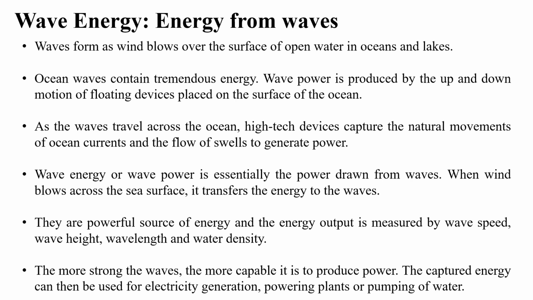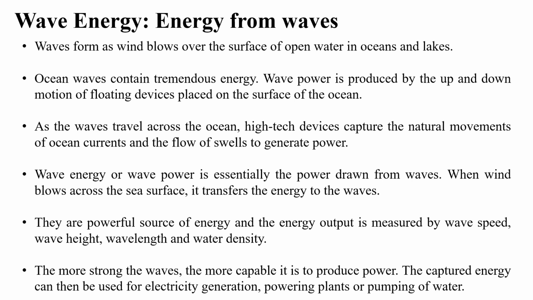So waves form when wind blows over the surface of open water. Waves are very similar to the radiations that we talked about in the electromagnetic spectrum. They cannot be seen, but they carry some energy. Electromagnetic waves cannot be seen, but they carry a small amount of energy. Similarly here, when the wind is blowing towards the seashore, there will be production of waves. Ocean waves contain tremendous energy.